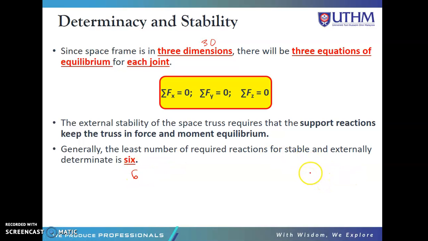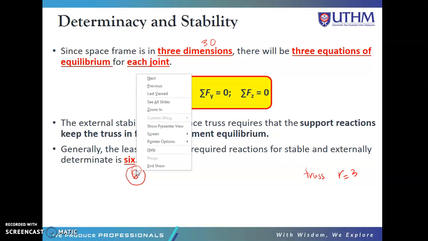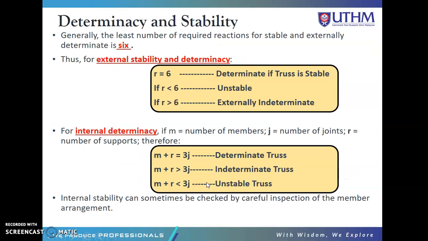For the truss that we learned before, the stable R was 3. So in this case it is 6. Okay, so determinacy and stability. Thus, for the external stability and determinacy, R equal to 6 will give us a determinate truss, whereby less than 6 is unstable. So R greater than 6 is externally indeterminate.